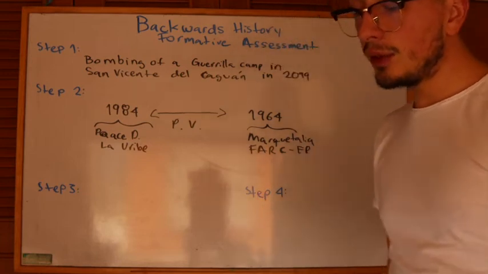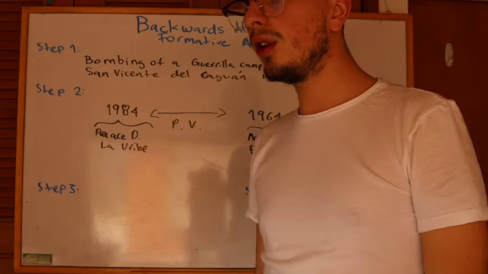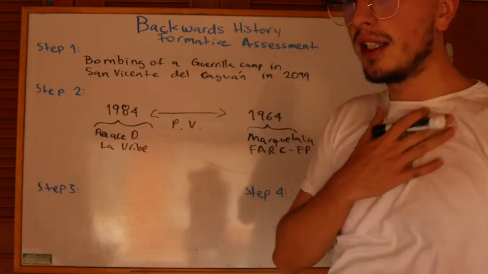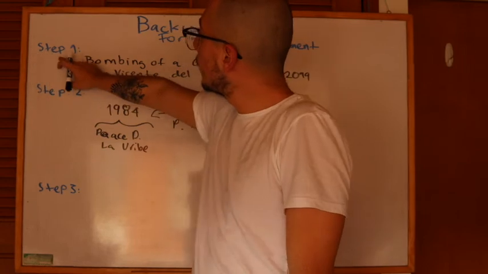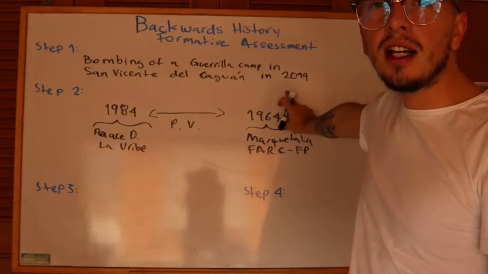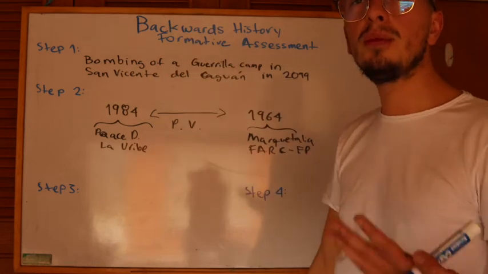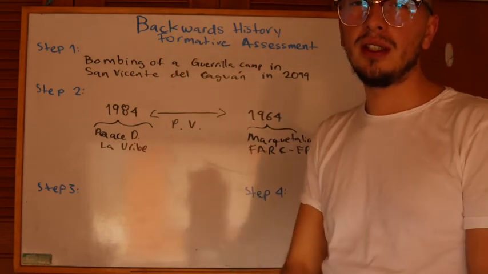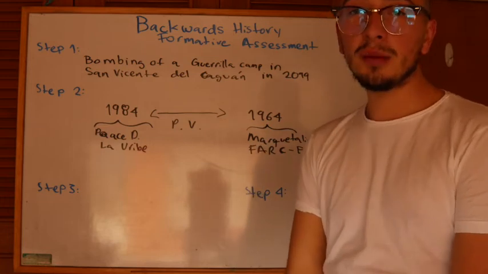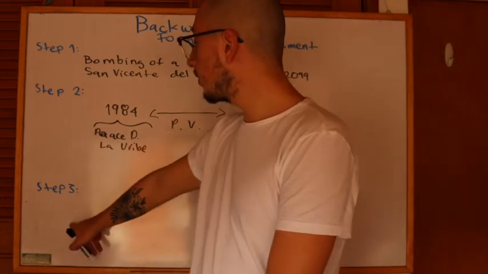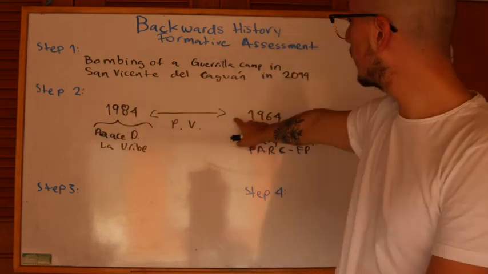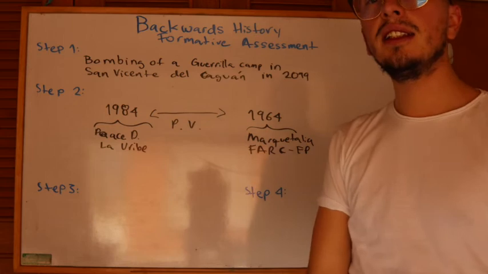Step number 3 says that you have to answer the question: do you think the armed conflict is over? Now you have to take into account what you have said. For me, the armed conflict is not over yet, because as we saw in the first step, about our news, this happened in 2019, and this is an event in which the government was involved in the bombing or the killing of little children. This expresses a way in which the government is not ready to speak about peace. That's why I think the conflict is not over yet. Because what happened in 2019 is very similar to what happened in 1984 and in 1964.